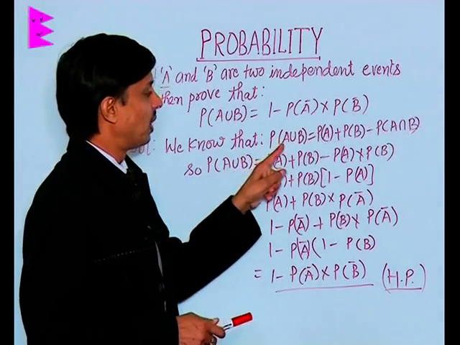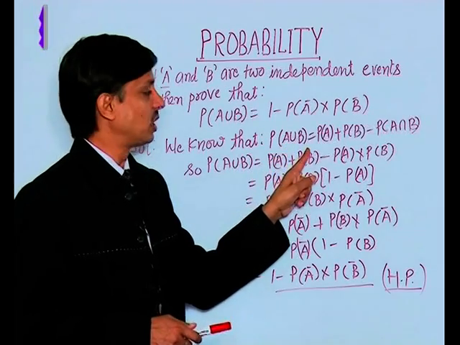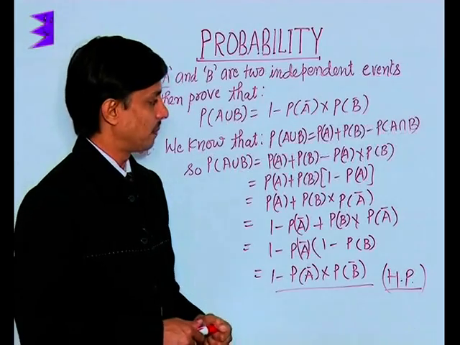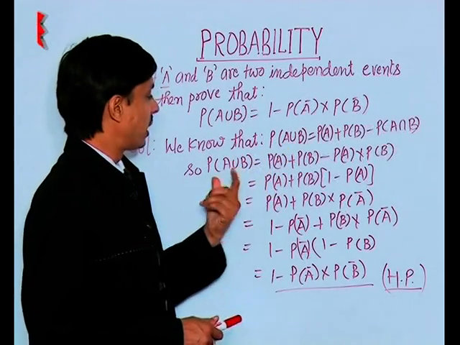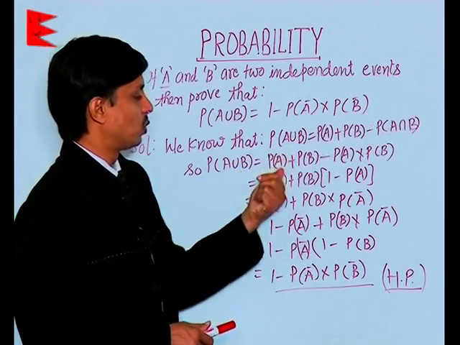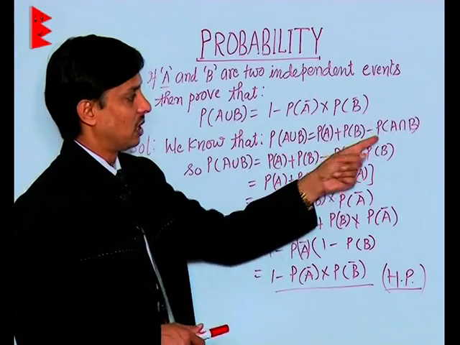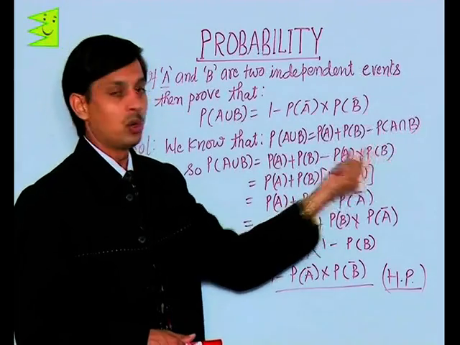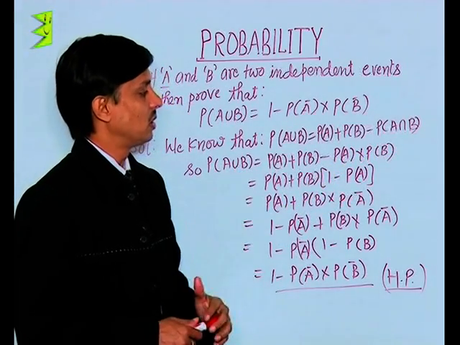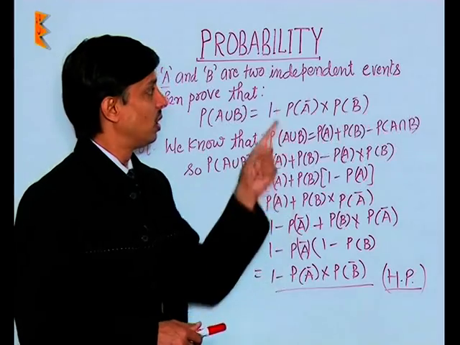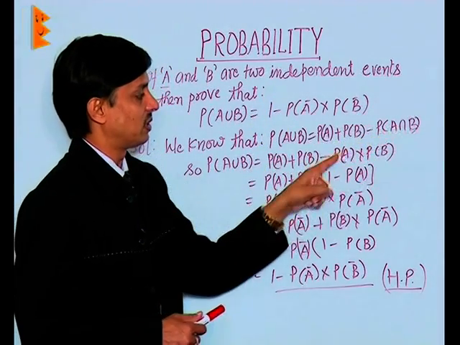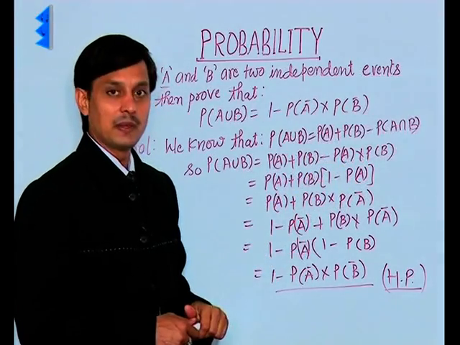We know that probability of A union B, by the addition theorem, is P(A) plus P(B) minus probability of A intersection B. So probability of A union B is equal to P(A) plus P(B) minus probability of A intersection B, which can be replaced by probability of A into probability of B, because this is specially for independent events, and we know that the result probability of A intersection B is P(A) into P(B).